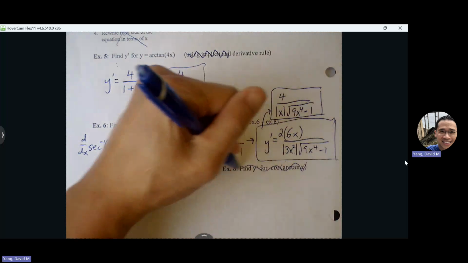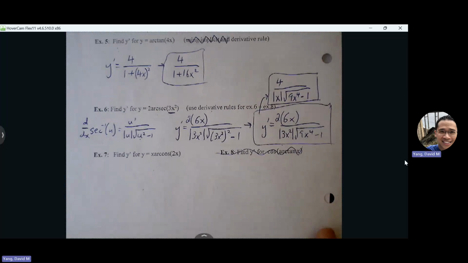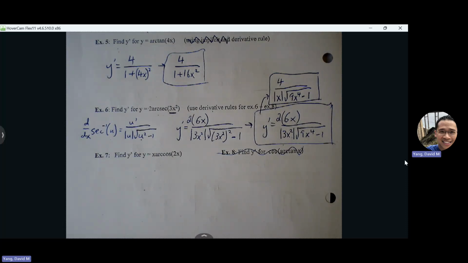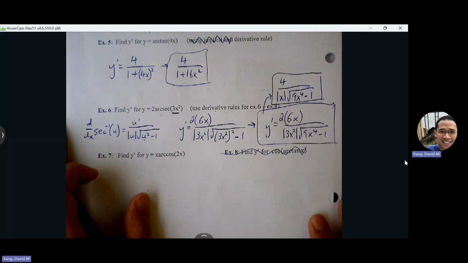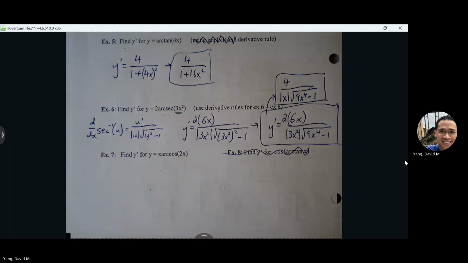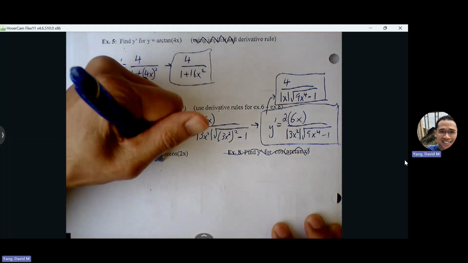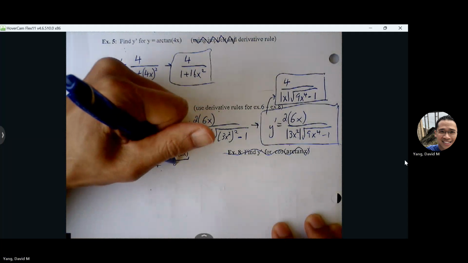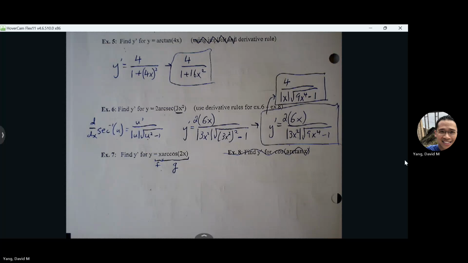Okay, we'll skip 8, but let's look at 7 here. 7 says find y prime for y equals x arc cosine of 2x. We obviously need to rely on arc cosine of 2x's derivative, but is there anything else that we have to? The x. Which is requiring us to use what? Product rule. Yeah, so we need to recognize, okay, x and arc cosine of 2x, those are 2 separate functions. And because of that, we have to rely on product rule to get through this derivative.